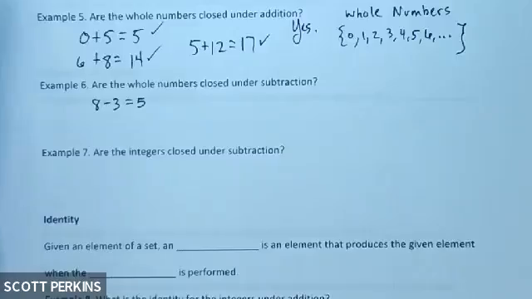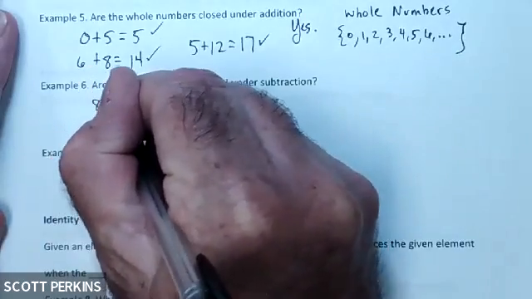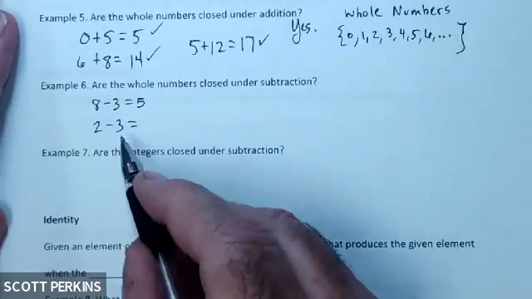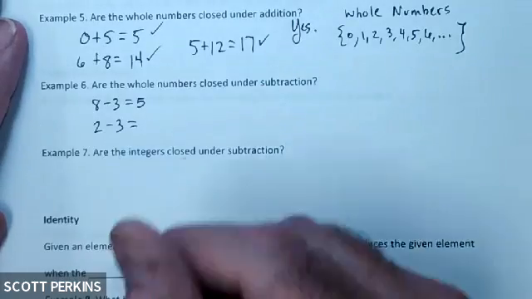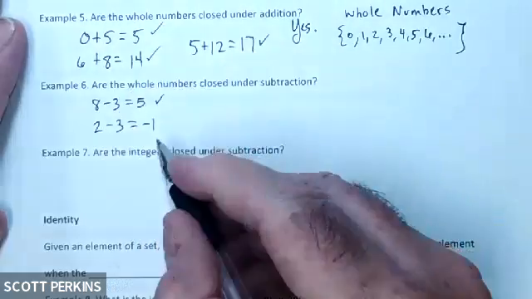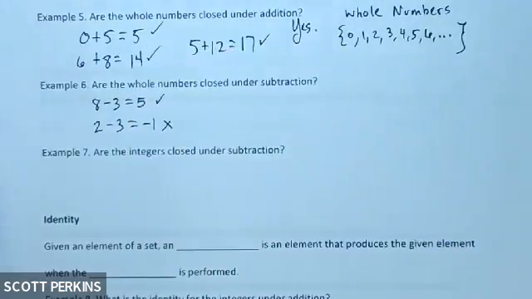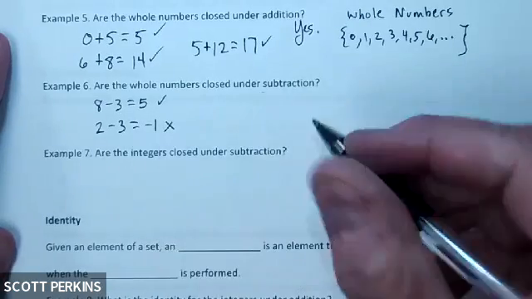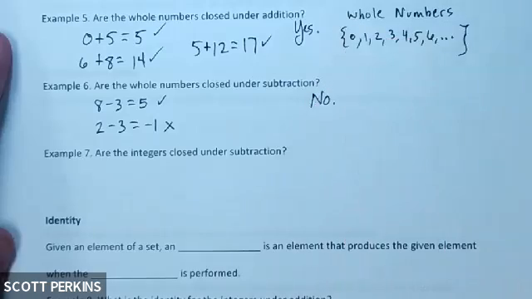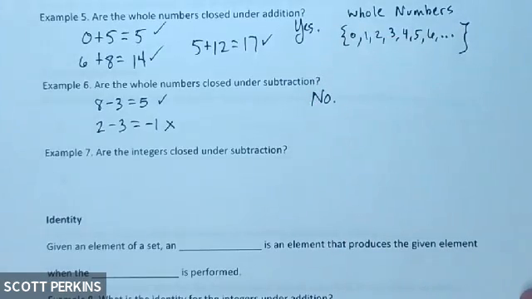There you go, 2 minus 3. 2 and 3 are both whole numbers again. When I do 2 minus 3, what do I get? Uh-oh. -1. Is -1 a whole number? No. I'm going to cross that. So do I always get a whole number when I subtract 2 other whole numbers? No, I do not. Okay, so are the whole numbers closed? No.